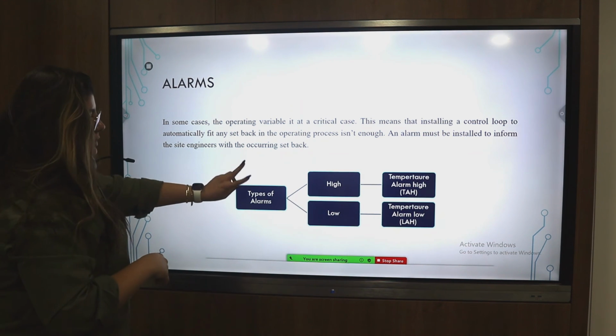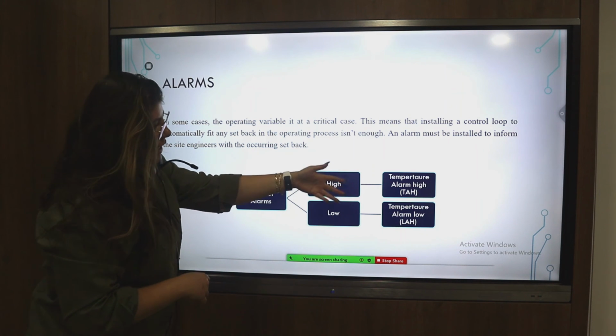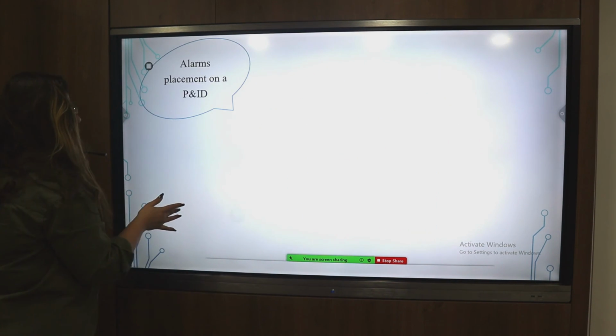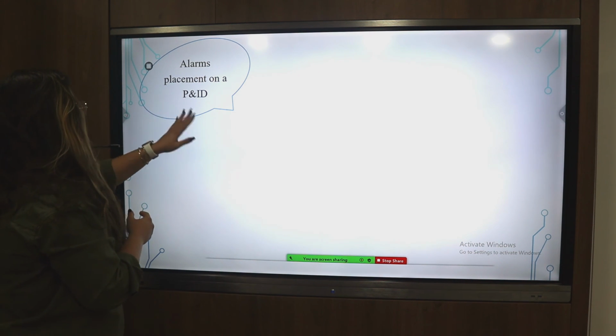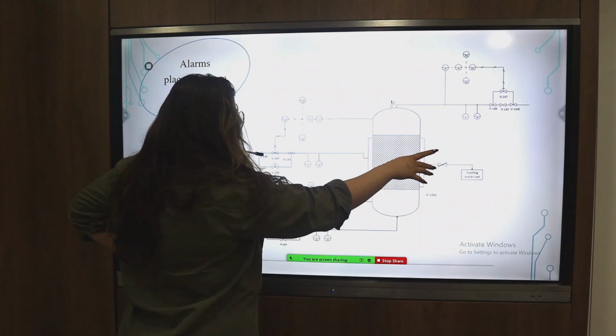We have two types of alarms, either high or low. An example is a temperature alarm high or temperature alarm low. So alarms are placed on a P&ID. Where are they placed on the P&ID? For example, we have this reactor P&ID. The alarms are placed between the transmitter and the controller. In this case, we have it between a temperature transmitter and the temperature controller. In that case, we have it between the pressure transmitter and the pressure indicator controller, and so on.